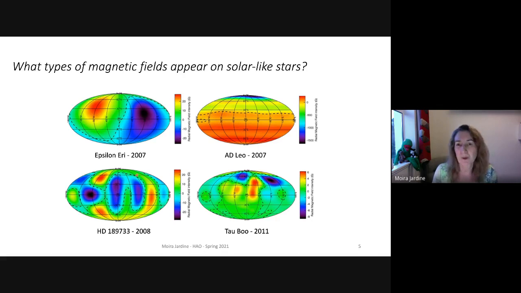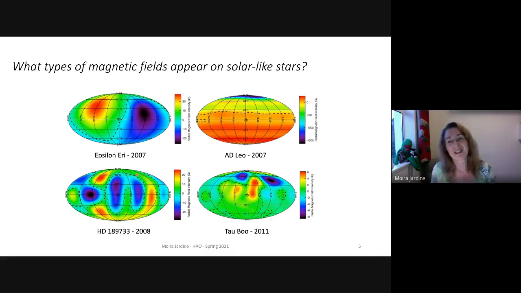a tilted dipole. And next to it, AD Leo, almost everyone's favorite flare star, which has got a large-scale field that's rather like an aligned dipole, but a much, much stronger field. The 2 stars on the bottom are very famous planet-hosting stars, HD 189733 and Tau Boo. They're very different stars, but they both host planets, and they both have rather more complex magnetic fields.